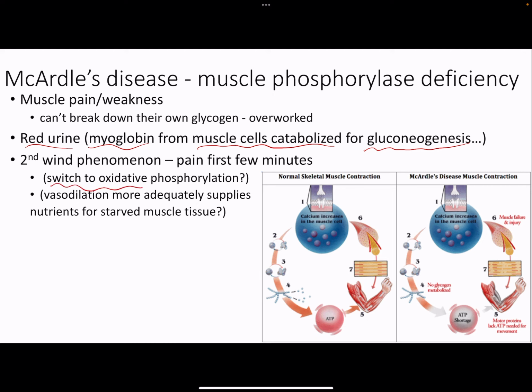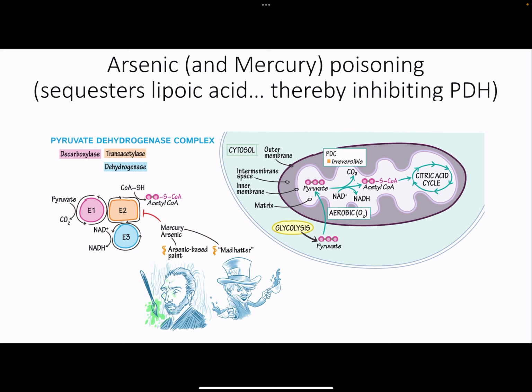It's either they're switching their metabolic pathways, or there's vasodilation, which means that we're supplying those muscles with more nutrients, more sugar, and so they're not as starved as they previously were. I'm not actually sure.